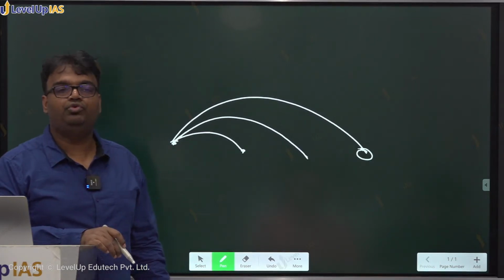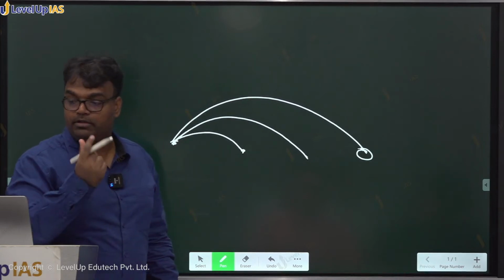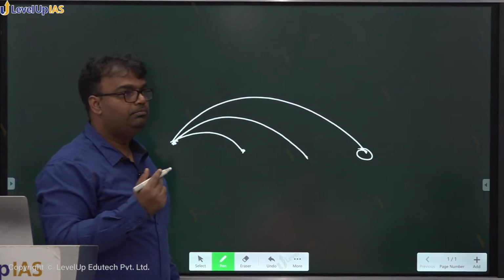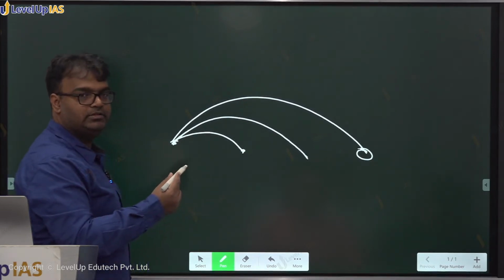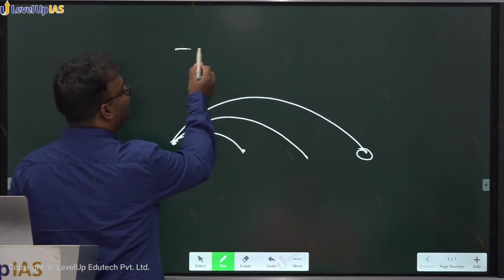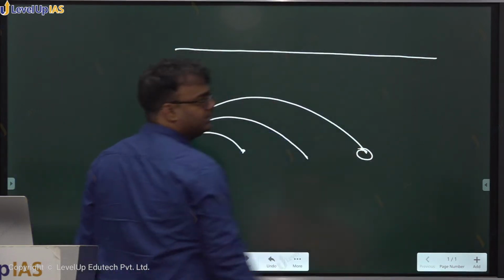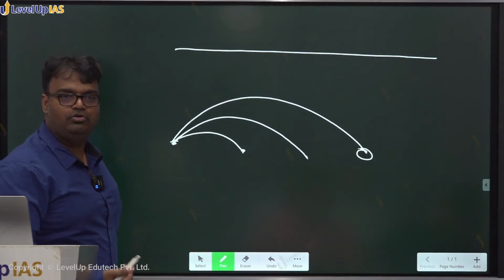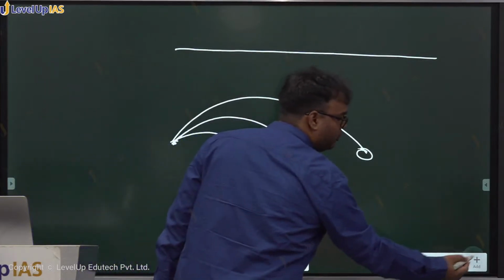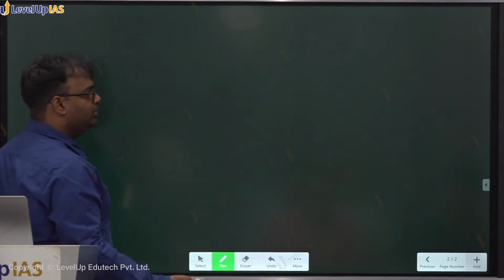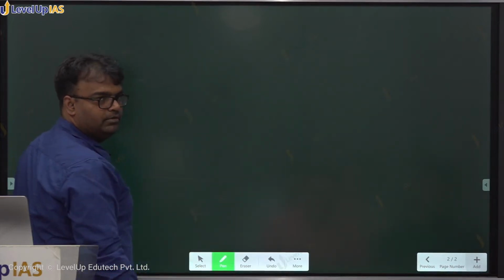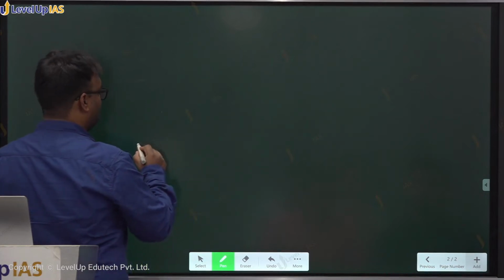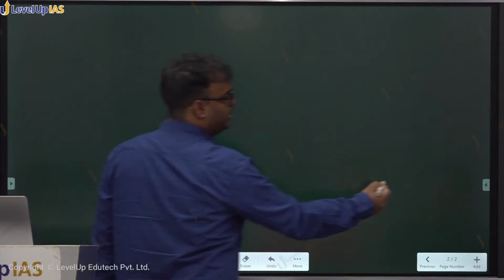But when it comes to cruise missiles, the name cruise missile has been used because those missiles travel at a speed called cruise speed for most of their distance. For example, think of a BrahMos. We say we launched it from here, and we have to target this.